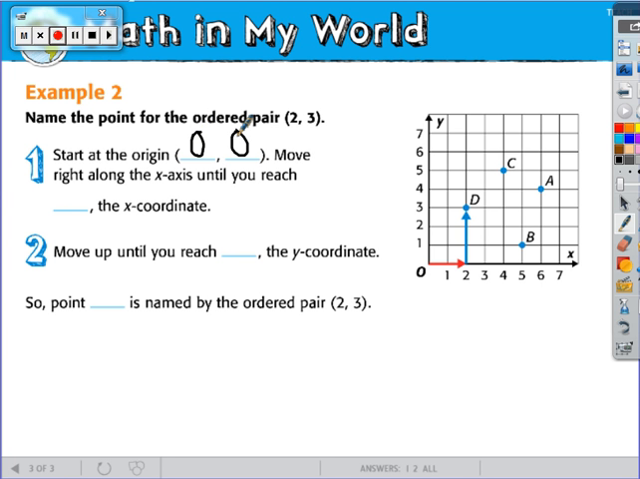You're going to move right along the x-axis until you reach what number? 2. 2, which is the first number in our ordered pair. Now you're going to move up until you reach what? 3. 3, which is the second number in our ordered pair, which is the y-coordinate. Now, that's what's there. So what point is named by the ordered pair 2, 3? D. D. So far, so good? All right.